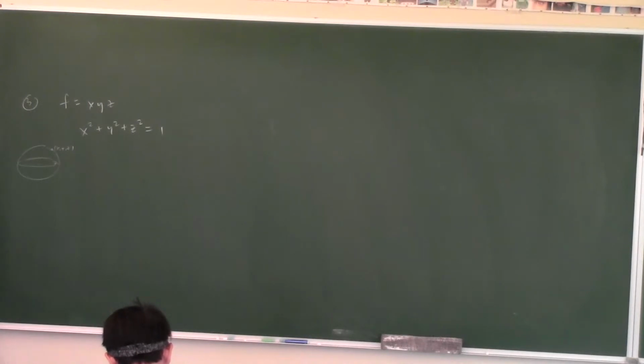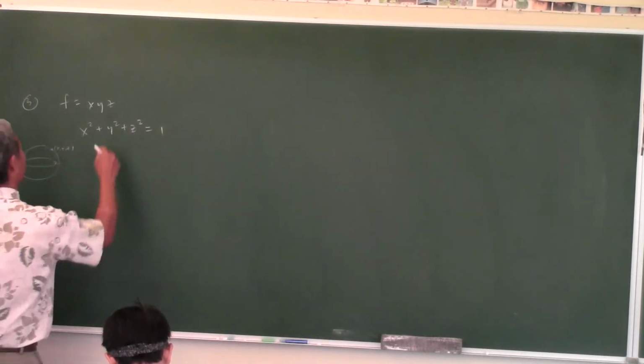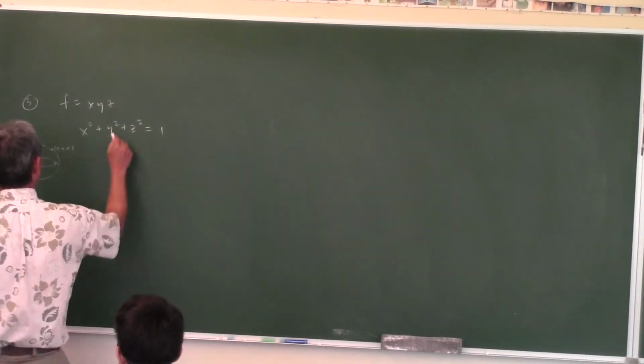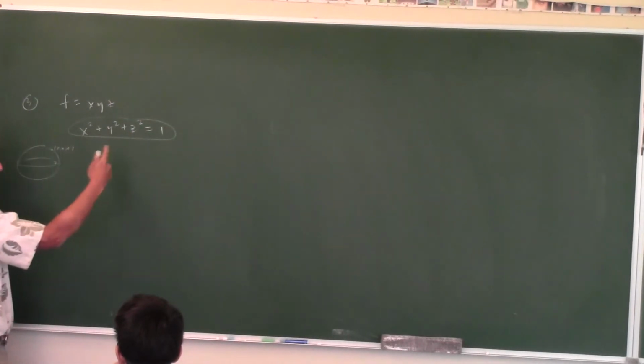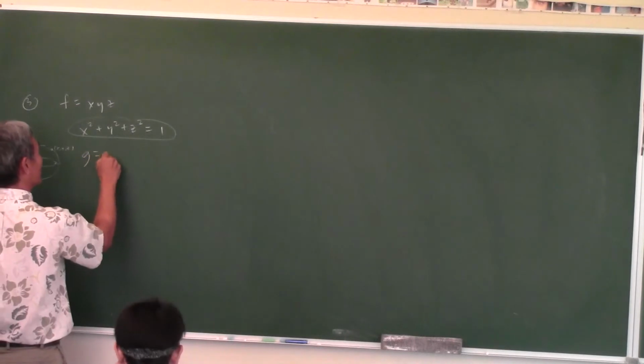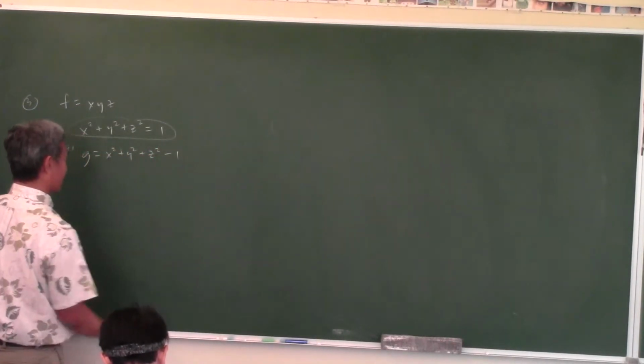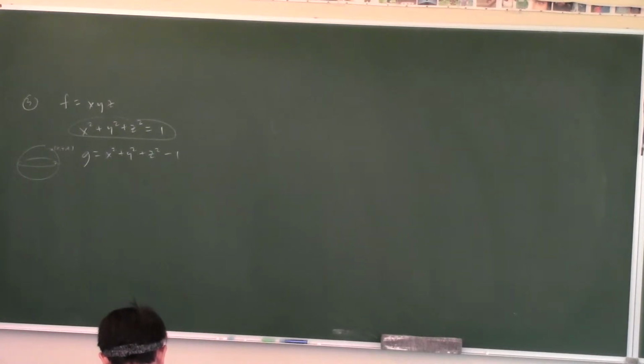Okay, so the first thing is, this is F, and then G is the side condition, except you gotta make one side 0. So G would be x squared plus y squared plus z squared minus 1. That's what G would be. Compute the gradient of each one.